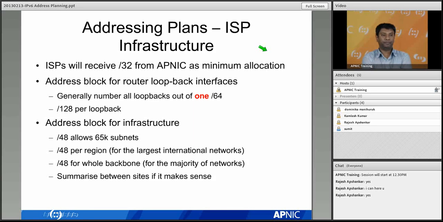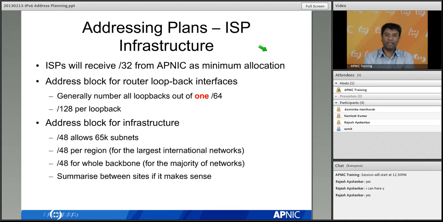Okay, so normally in a service provider network, what we do is /48 per region for the infrastructure, right? And if you see the majority of the networks that we have, a /48 is even enough for the whole infrastructure.